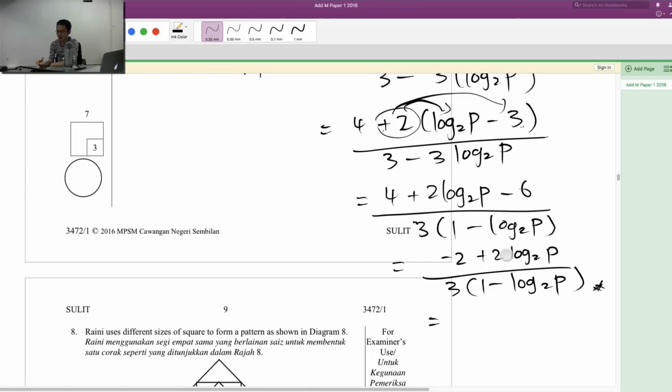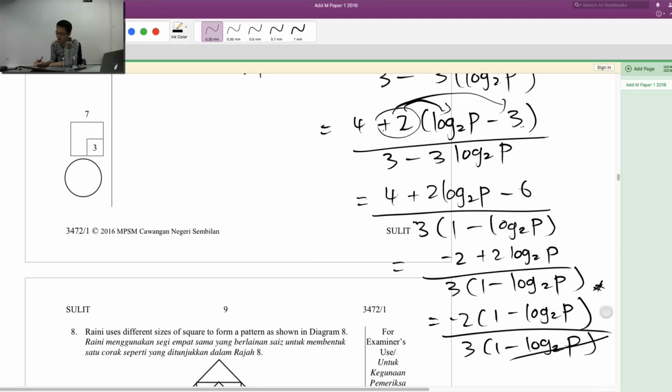Okay, then I factorize out the -2. Then I will get 1 minus log 2p over 3, 1 minus log 2p. Yeah, then simplified, I will get -2/3. Done. Yeah, this is the answer.